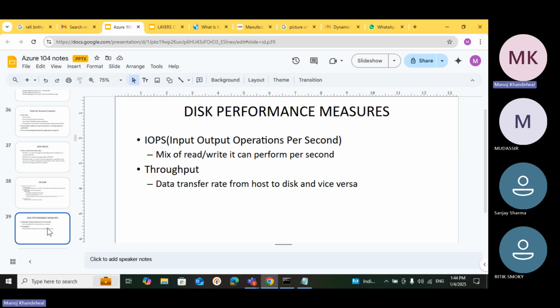So what does host mean here? They have said data transfer rate from host to disk and vice versa. It means wherever the data is, it copies from there to another one, and from the other one to wherever we want to move the data.